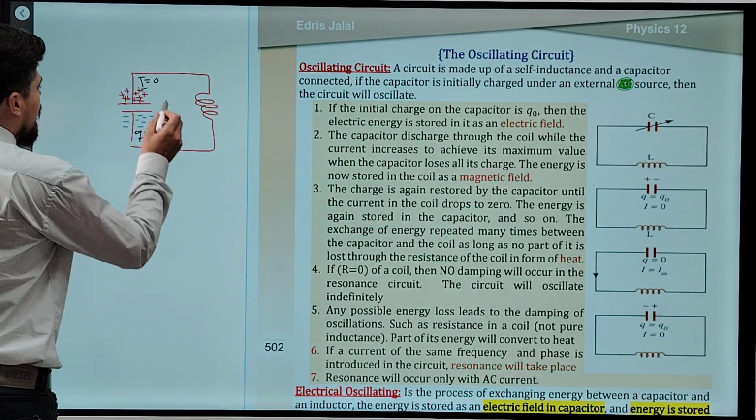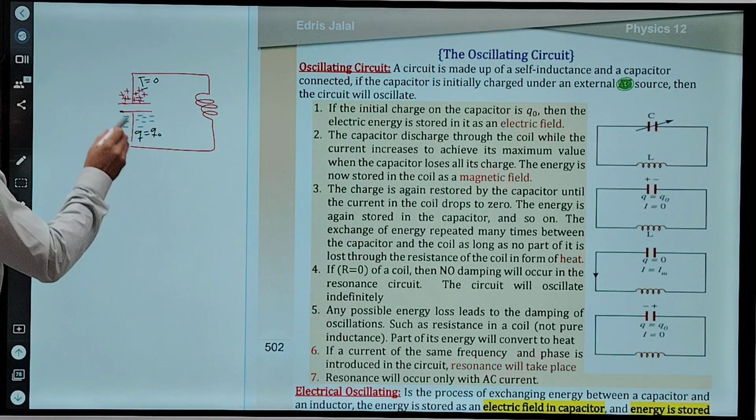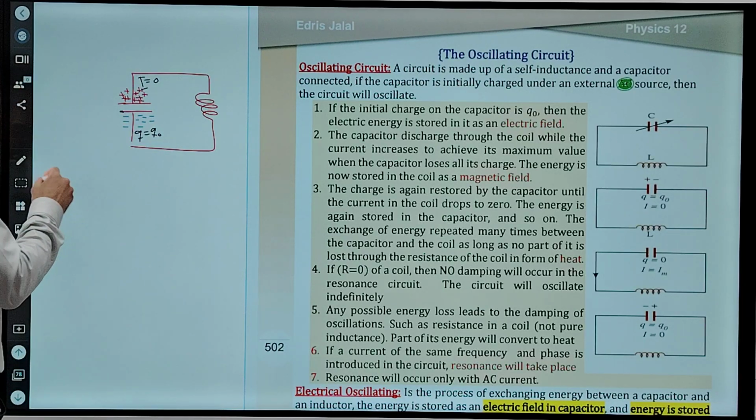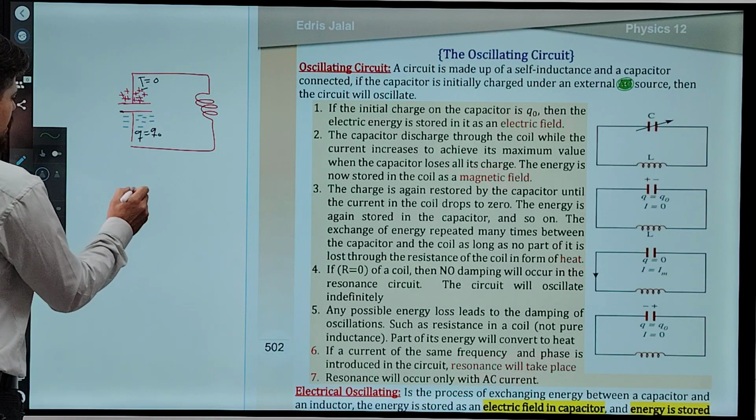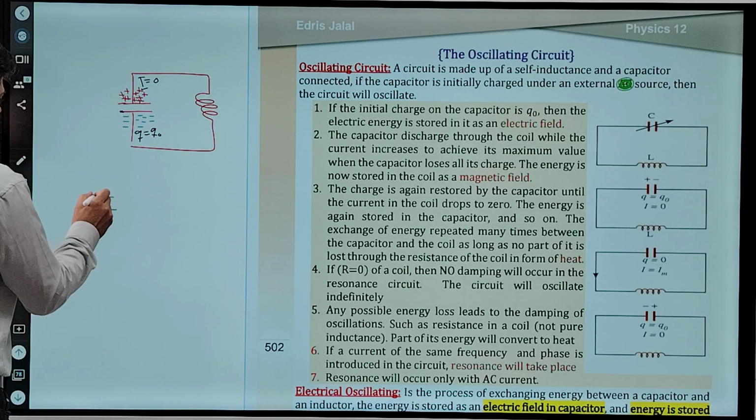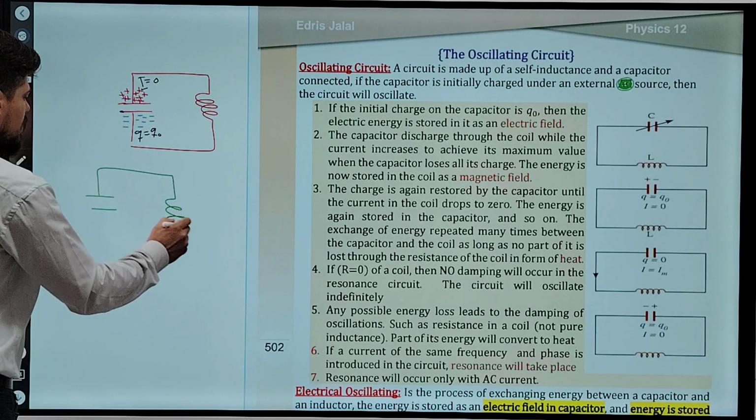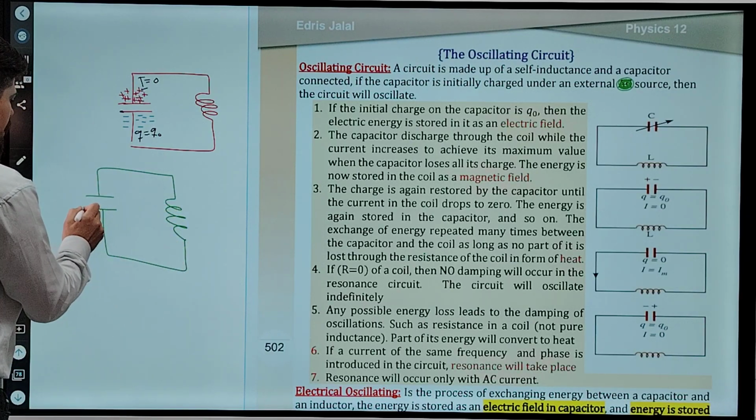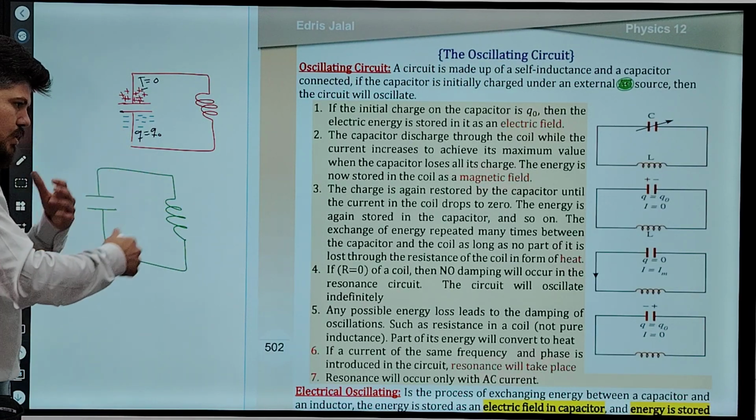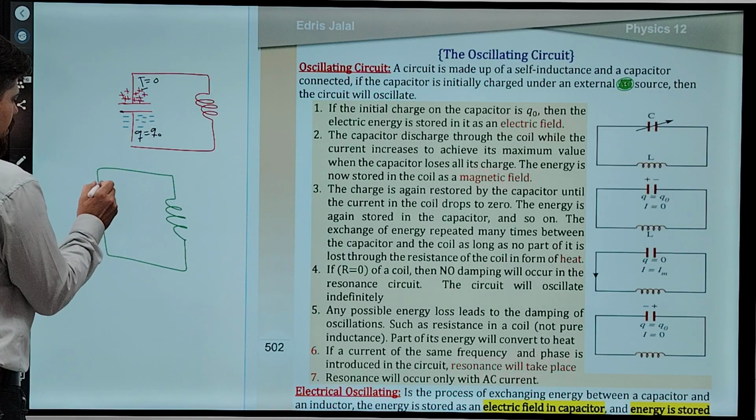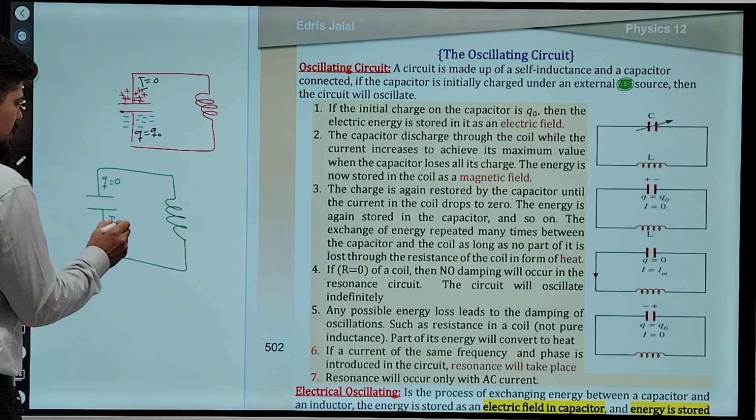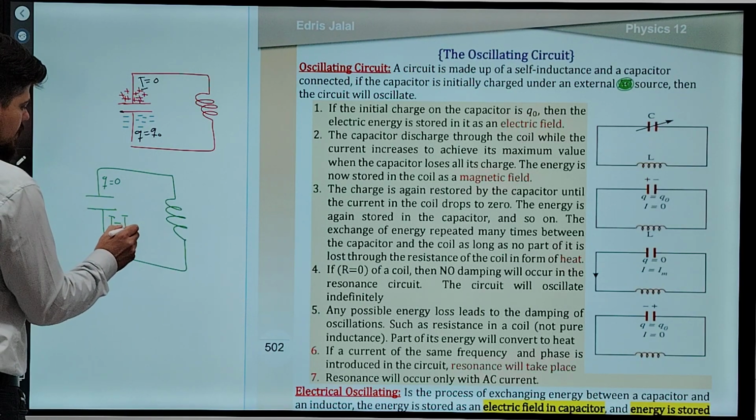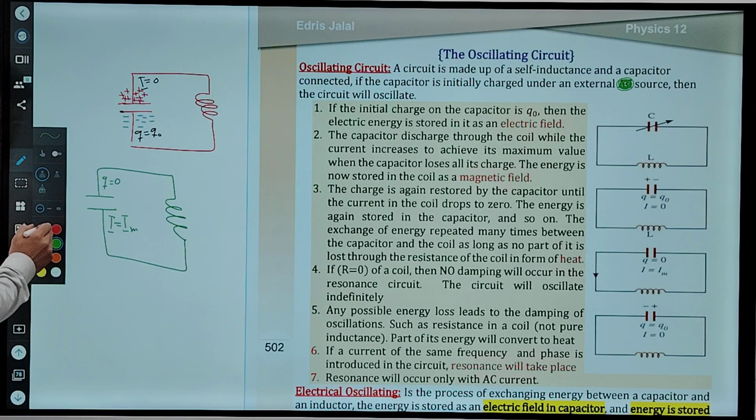Now, when the capacitor tries to discharge, what happens? Look, the current flows into the inductance. When the capacitor is discharged, Q is zero, but I becomes I M. What do you mean by that? It means that the charges flow and the current will occur.